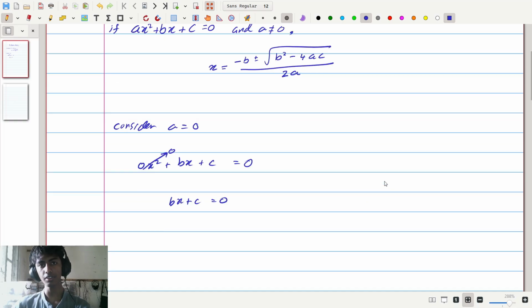We can of course solve this. Taking the c to the other side, we can see that bx is equal to negative c, meaning that x is equal to negative c divided by b. So yes, it is possible to solve if a is equal to 0.